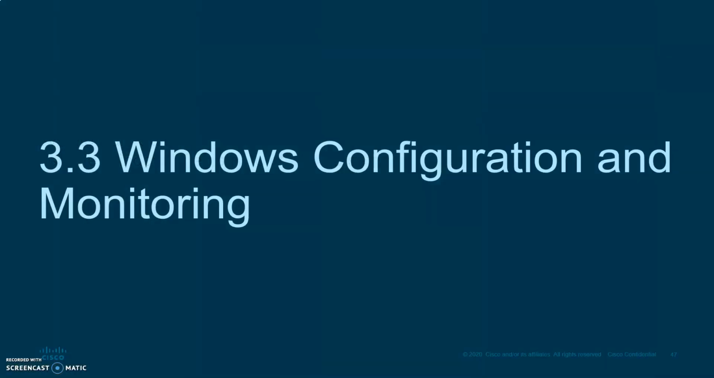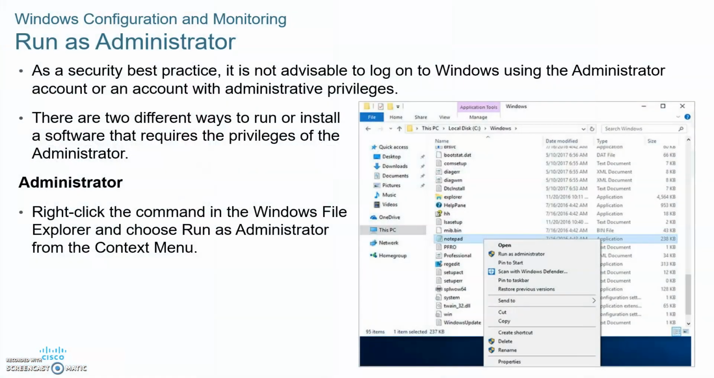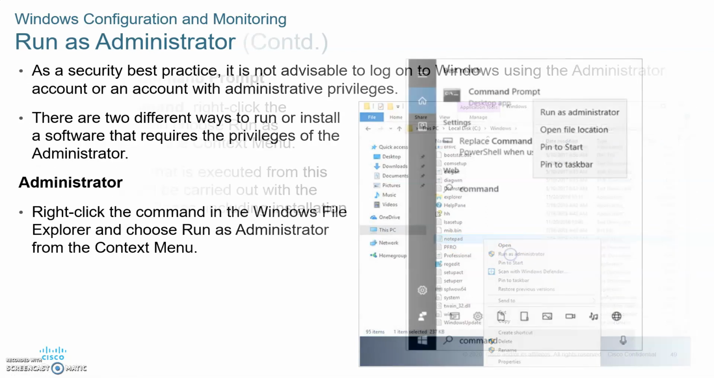All right, so let's get into configuration and monitoring. If you have a specific application that is having a hard time running, you can run it as an administrator. Right click on the app and choose run as administrator, and then you will have all the rights. A lot of times when you're trying to run an application and it doesn't work, or it tells you that you don't have enough administrative rights, that's probably what you need to do. Go to the executable file of that application, right click, and say run as administrator. You should be okay with that.